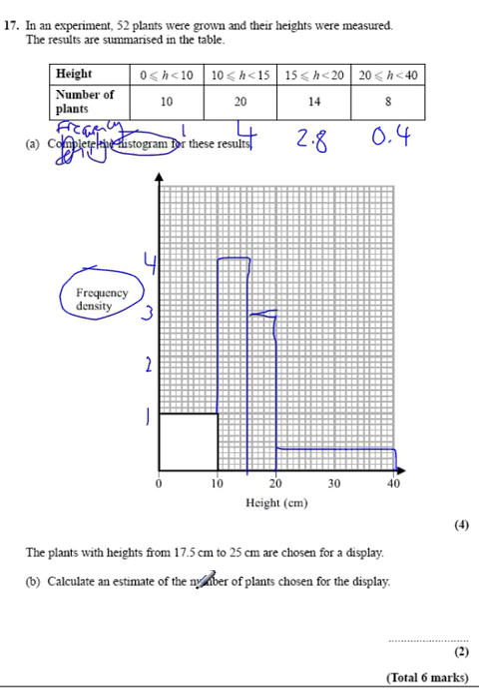Anyway, plants with heights from 17.5 to 25 are chosen for display. Calculate an estimate of the number of plants chosen to display. Well, 17.5 to 25, this is quite tricky. 17.5 is obviously halfway between 15 and 20. So we need to know how many plants are in this group. And if 17.5 is halfway, then we'll work out how many plants are in this group and do half of them.